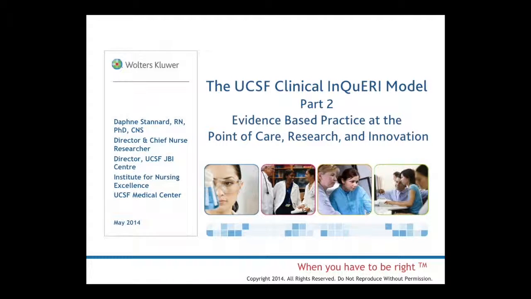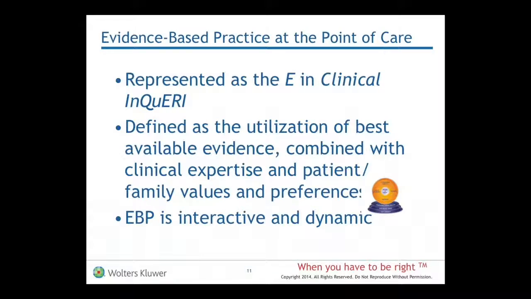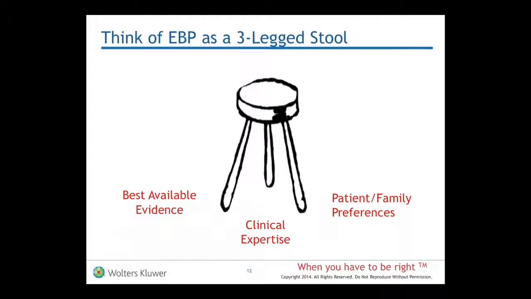The second clinical inquiry activity is evidence-based practice at the point of care, and that's represented as the E in the clinical inquiry model. And that's defined the way many have defined it, in terms of the utilization of best available evidence combined with clinical expertise and patient and family values and preferences. So if you think about it as a three-legged stool, you'll understand why this is dynamic and interactive.